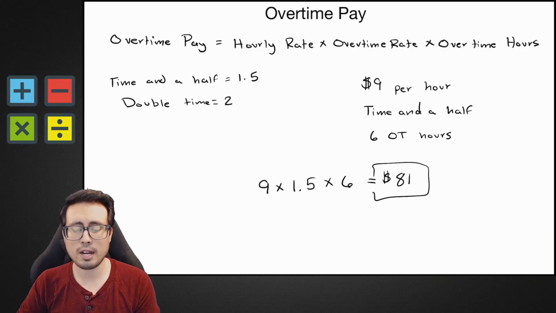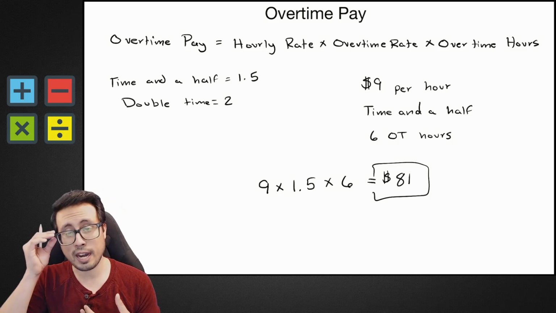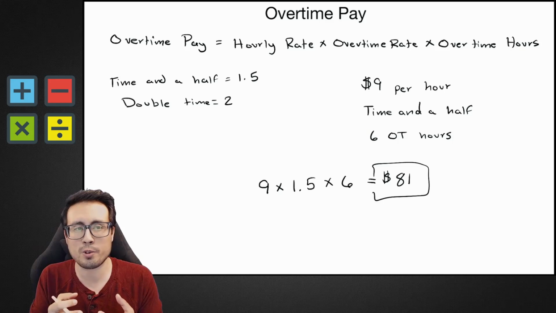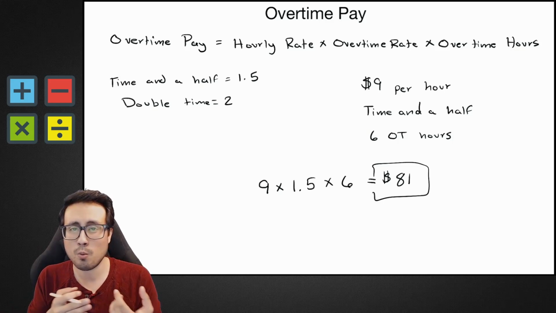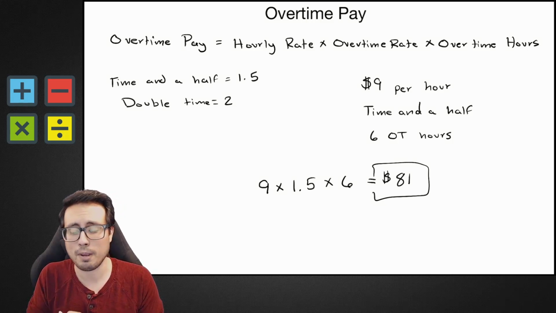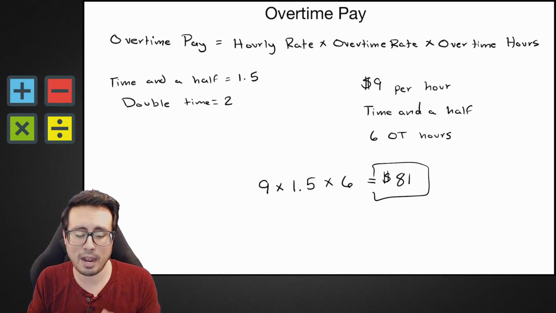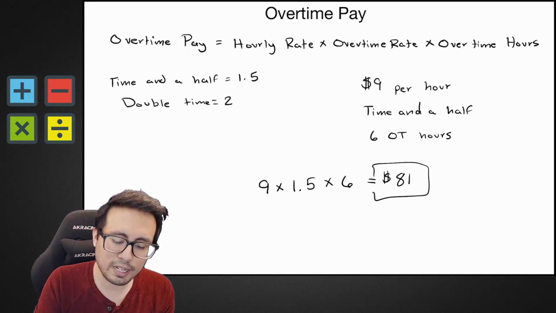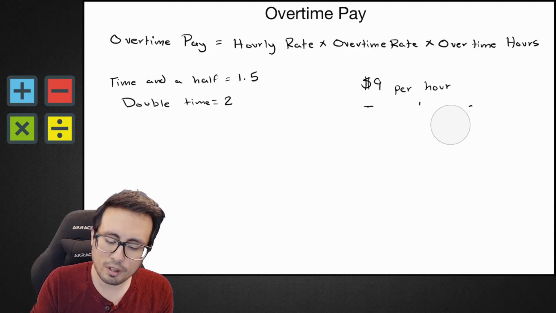Cool. Awesome. So again, it's not a complicated concept. In fact, it's very simple. It's just a matter of understanding what the equation is and what are those three things that we need to know, right? What is our hourly rate? How much do we make per hour? What is our overtime rate? Is it time and a half or is it double time? And how many overtime hours did I work? So let's go ahead and look at one more.